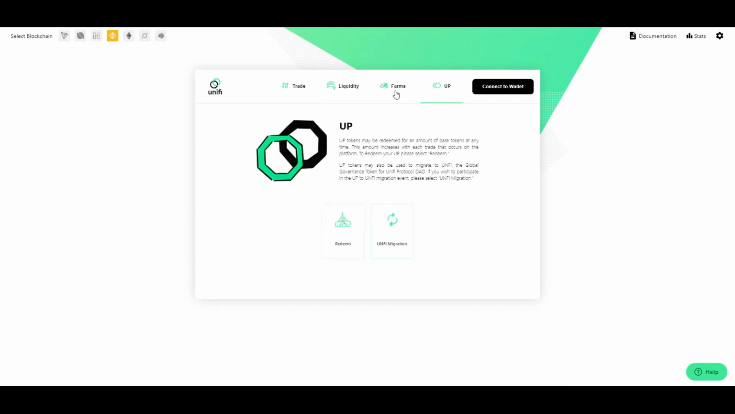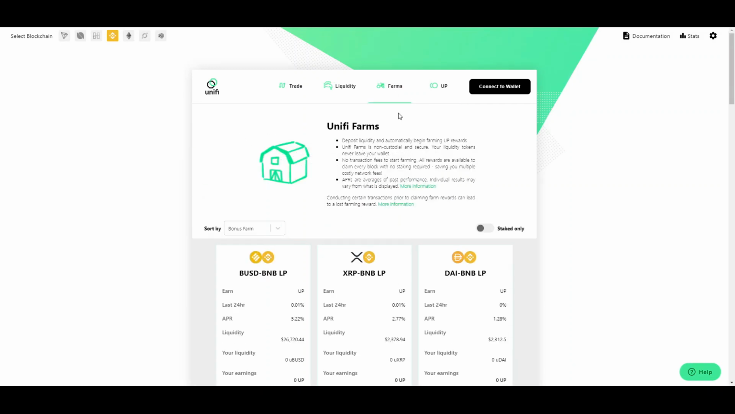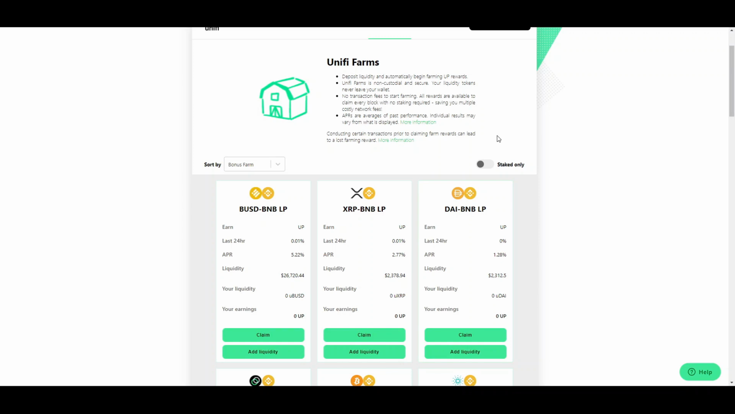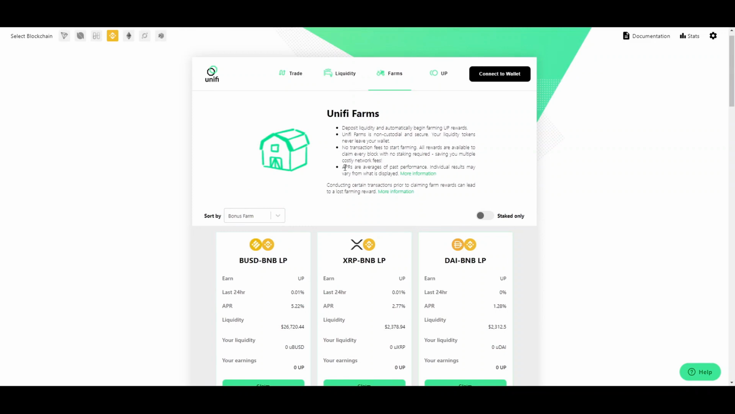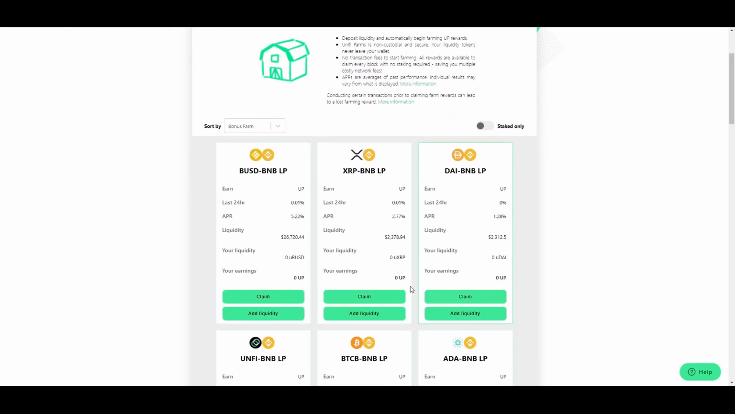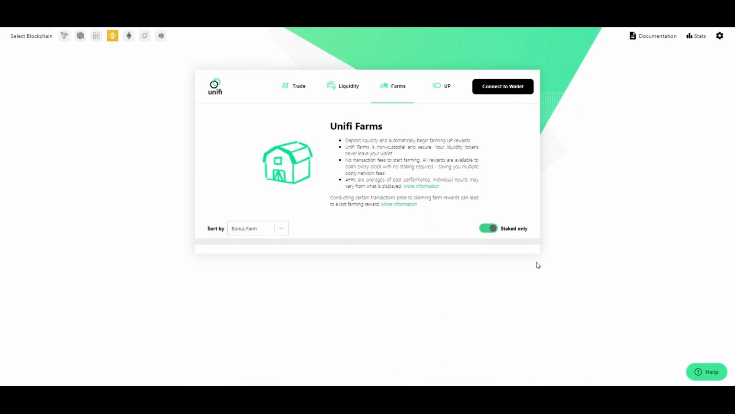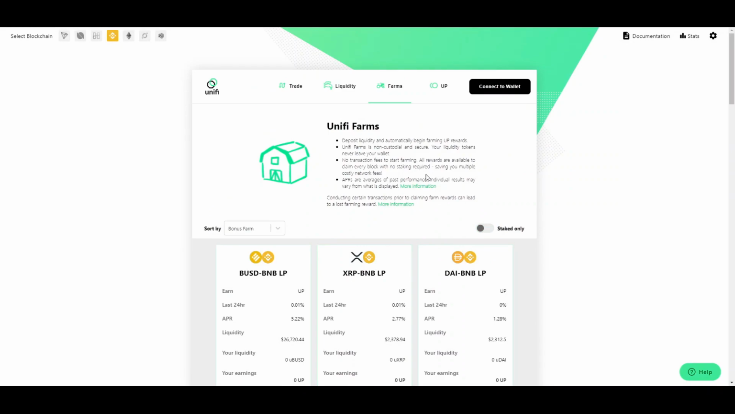Lastly, I want to cover these farms, which is you can simply deposit and farm rewards in a very robust feeless system. So feeless meaning you're not going to be paying anything for it. You're pretty much just going to farm these coins and earn interest on a daily or monthly basis. These APRs are averages of past performance, and you can see the APR of every single coin pair on the network. This is something I recommend. You can choose only staked coins. Not sure why nothing's showing up, but yeah, we're going to take a little look at the technicals.